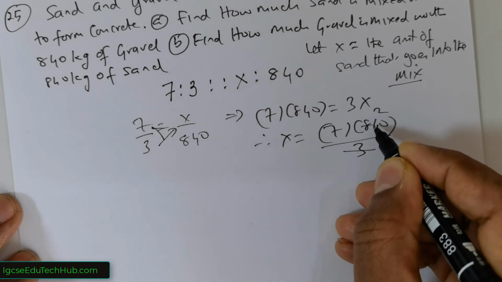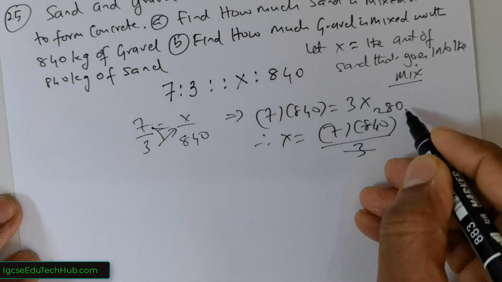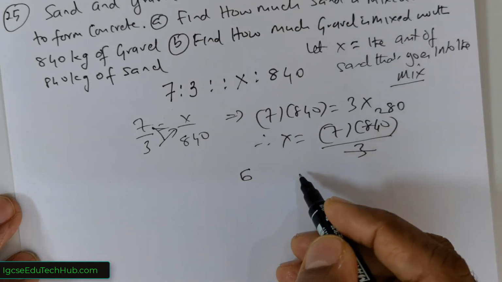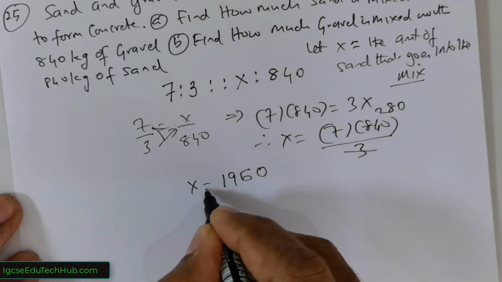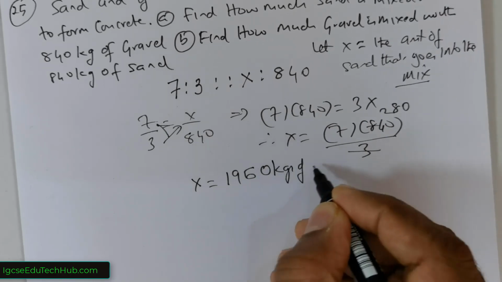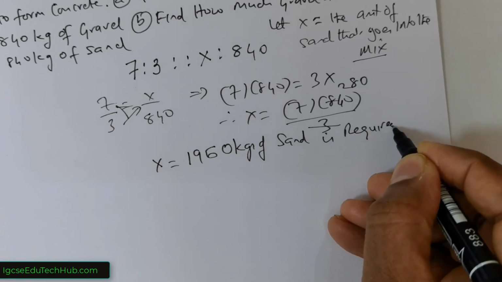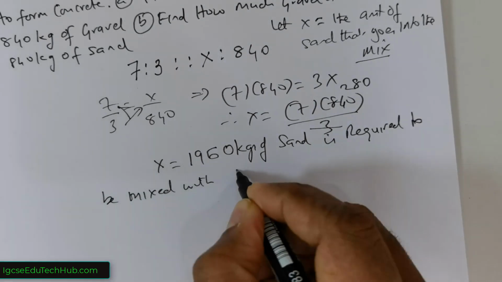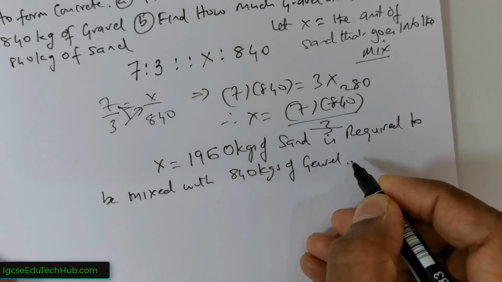So 3 divides here 2 times. You carry 2, 8 3s are 24 and you get a 0 there. So 7 times 280. 7 8s are 56, 5, 7 2s are 14, 5 that's going to be 19, and you have a 0. So X is equal to 1960 kgs of sand is required to be mixed with 840 kgs of gravel. Okay, this is the first part.